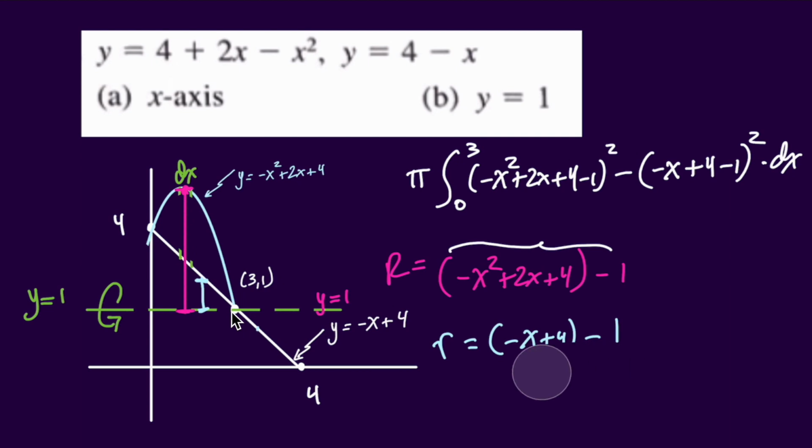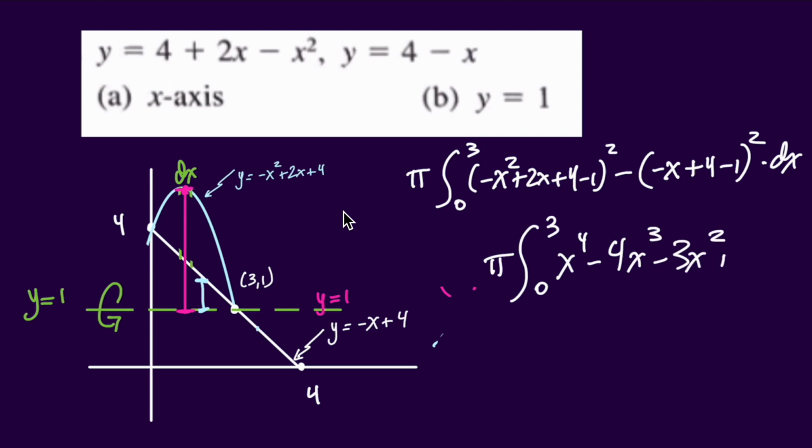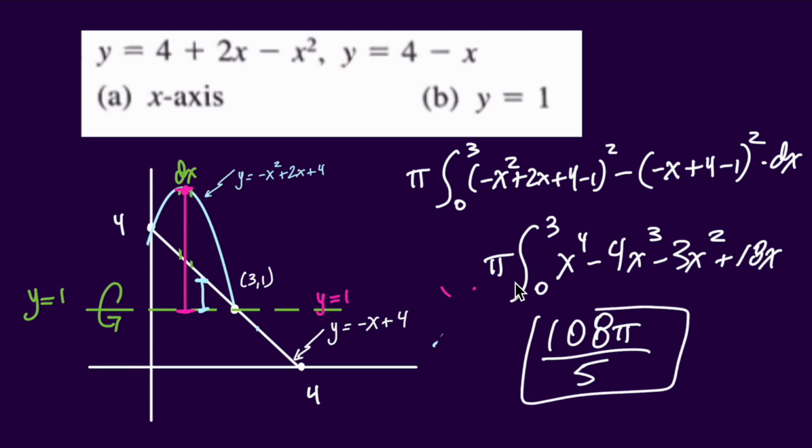We're going to simplify by combining the plus 4 and the minus 1. We're going to FOIL and combine like terms. When we do that, we end up with the integral from 0 to 3 of pi times x to the 4th minus 4x cubed minus 3x squared plus 18x. We take the antiderivative and evaluate it from 0 to 3, and our final answer on this problem is going to be 108 pi over 5.